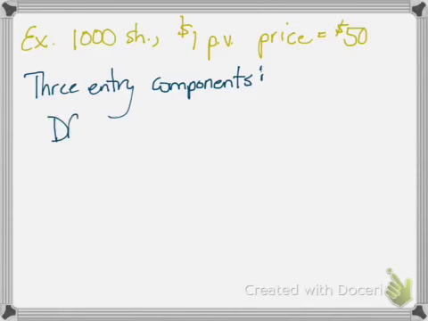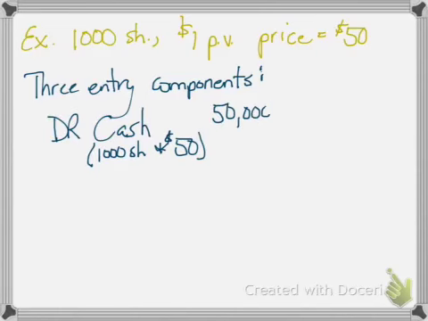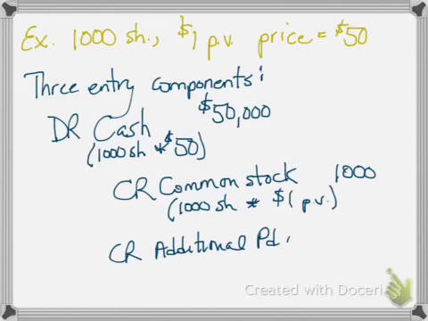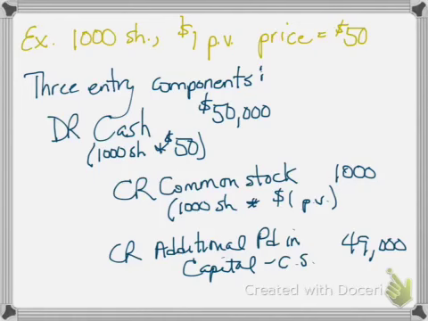Well, there's going to be three components to the entry. First, we're going to debit cash because we have 1,000 shares and the market price is $50, so we're going to get cash for $50,000. Then we're going to credit common stock for the 1,000 shares at the $1 par value, so it's a credit to common stock for $1,000. Then we're going to credit additional paid-in capital, common stock, for the difference. So this extra amount above the par value that was contributed by the shareholders, we're going to credit for $49,000. Essentially, it's a plug. It's an amount to make the entry balance.